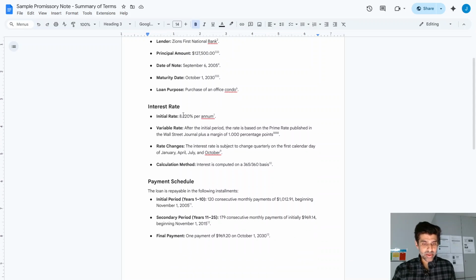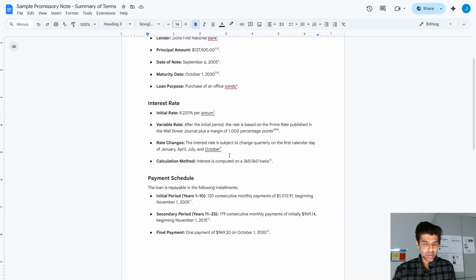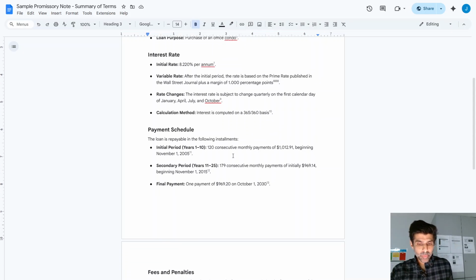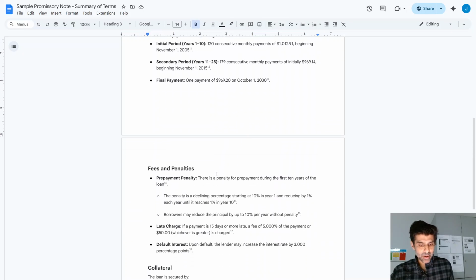So yeah, the interest rate is initially this, but it's variable. It changes quarterly, right? So 4 times a year, the interest rate is going to vary. It could go up, it could go down. And then there's a payment schedule. For the first 10 years it's one thing, and then the next 10 or 15 years is something else. And it was fully amortizing, because you can see on the last day it's just going to be some payment. So it was a fully amortizing loan.